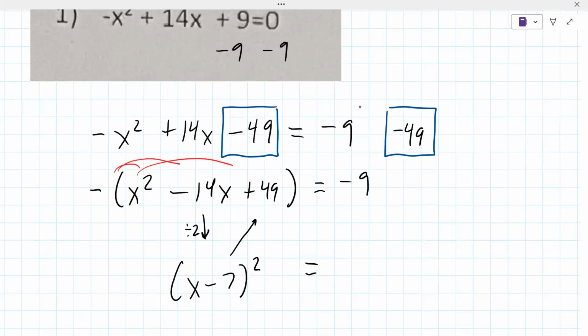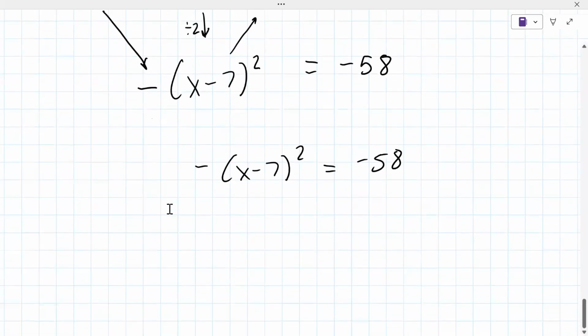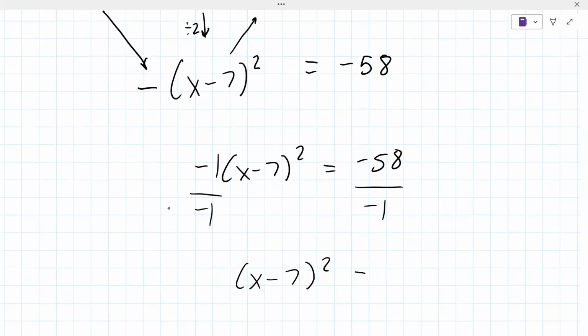Right, so we're almost there. You add these numbers together. Like that. Bring the negative down. All right. So this is kind of where there's this choice. You're solving, so we're not going to expand, we're not going to do anything else. We're actually going to move this negative over. So let me actually just rewrite it here. All right. So we're going to divide both sides by negative 1. x minus 7 squared equals 58.